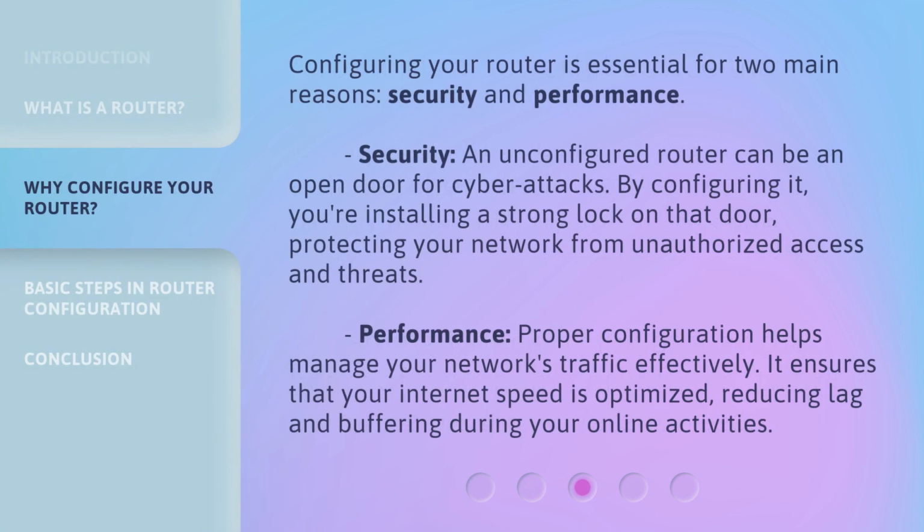Configuring your router is essential for two main reasons: security and performance. Security. An unconfigured router can be an open door for cyber attacks. By configuring it, you're installing a strong lock on that door, protecting your network from unauthorized access and threats. Performance. Proper configuration helps manage your network's traffic effectively. It ensures that your internet speed is optimized, reducing lag and buffering during your online activities.